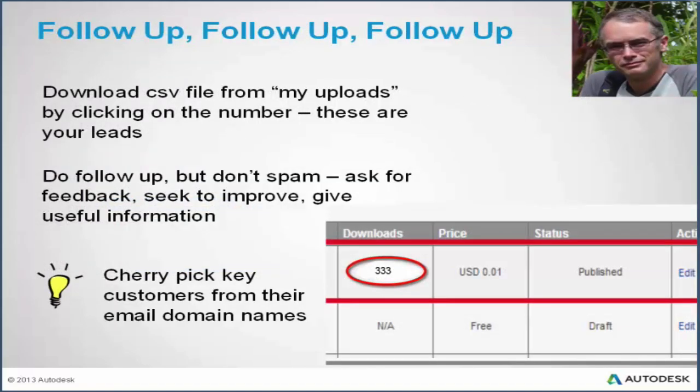And then finally, make sure that when someone does download your application, you follow up appropriately with them. So when you go to your My Upload section on Exchange, you'll see when you click on a particular app, you'll have this download number. And when you click on that number, it's actually a hyperlink, and that will give you a CSV file which lists the contact details of everybody who has ever downloaded your application. And you can use that to contact them.